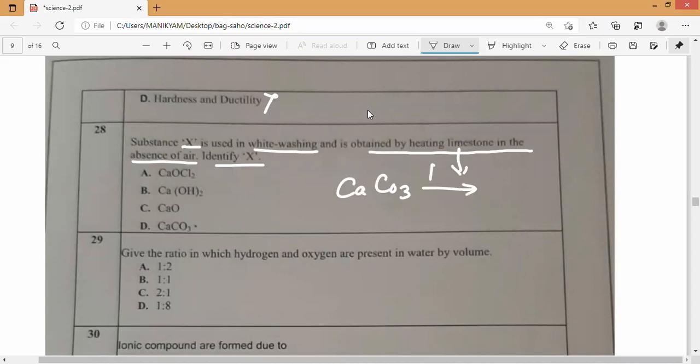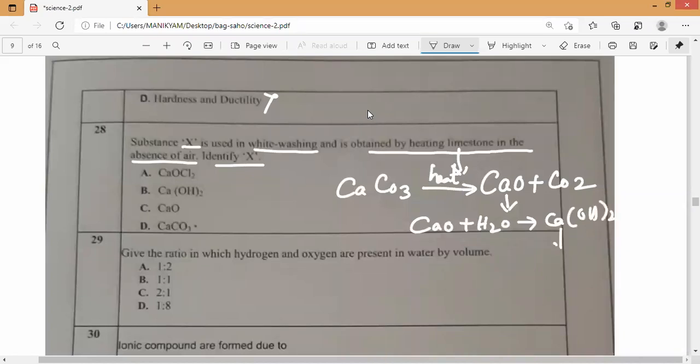If we start heating calcium carbonate in the absence of oxygen, what products do we get? Calcium oxide and carbon dioxide. This calcium oxide, if you dissolve it in water, we get calcium hydroxide, which is what we use in whitewashing. This calcium hydroxide, when applied for whitewashing, reacts with carbon dioxide and gives calcium carbonate.